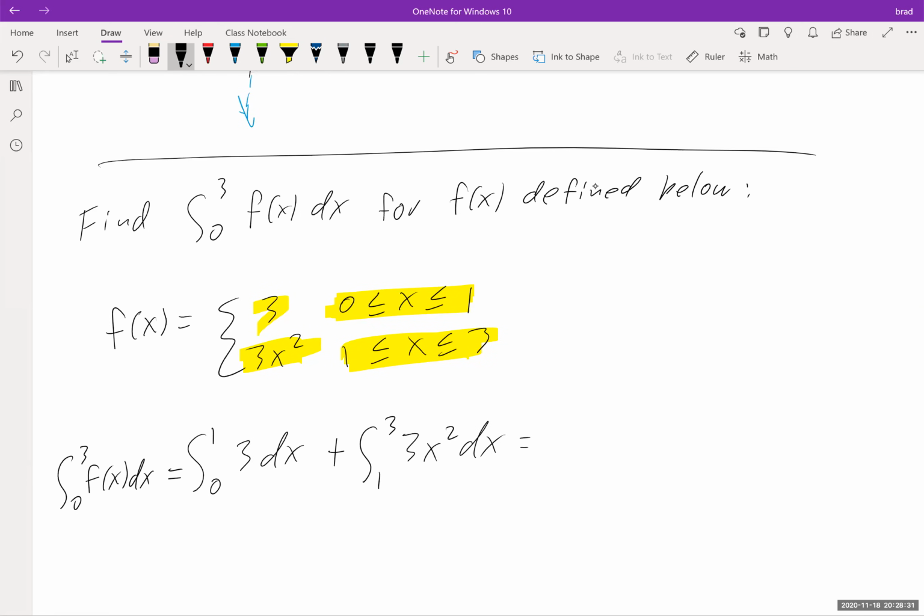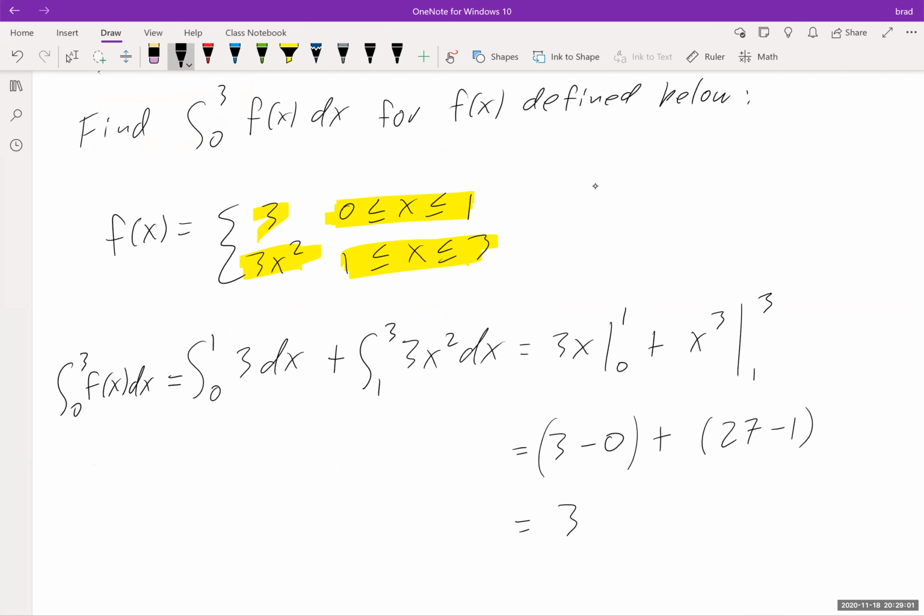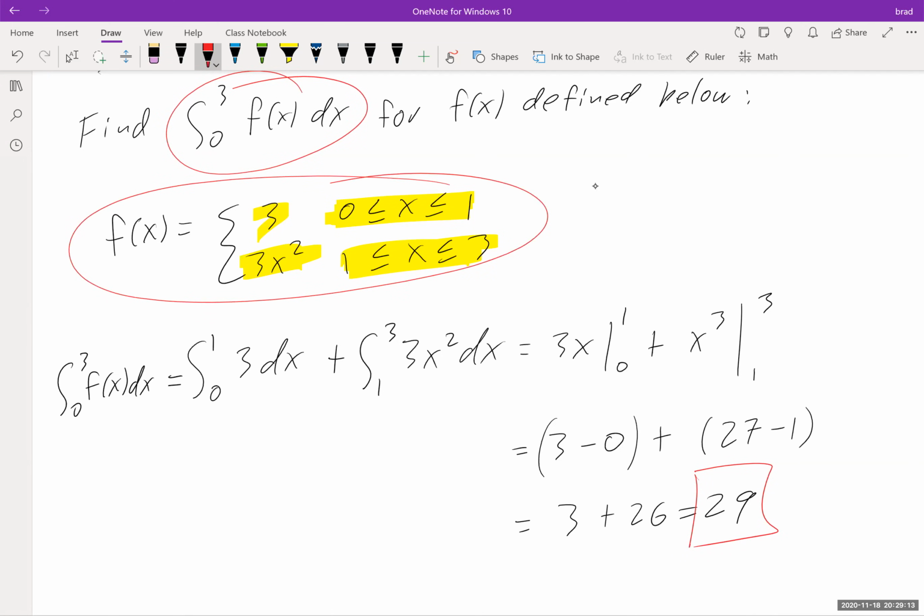So let's see what that is. So this will become 3x from 0 to 1 plus this would be what, 3x cubed over 3. So this would just be x cubed from 1 to 3. So let's do the calculations. Hold on. Yeah, f of b minus f of a would be 3 minus 0. So that's that. Plus, this would be 27 minus 1. So then this would be 3 plus 26 would be 29. Okay. And that is our area under the curve of this function, which is made up of this piecewise function.